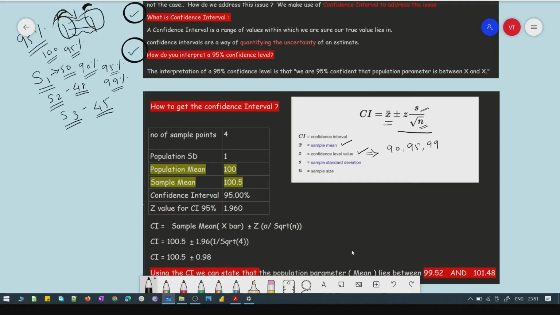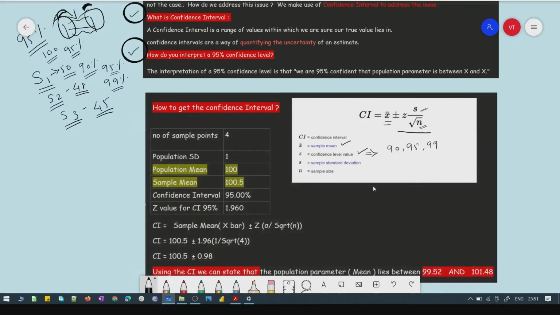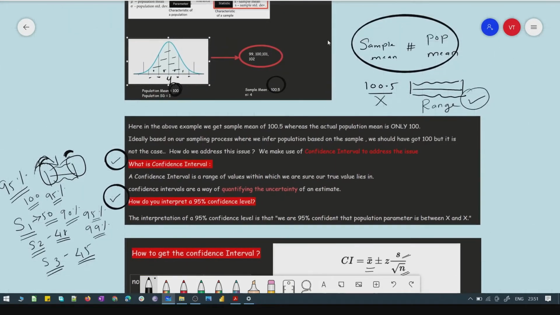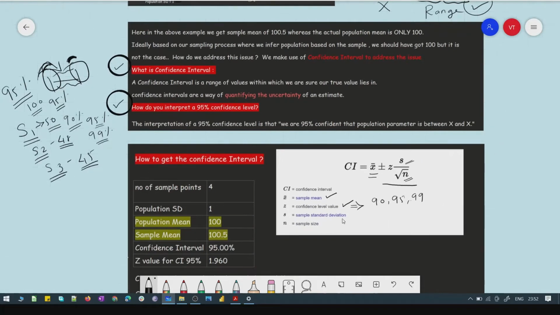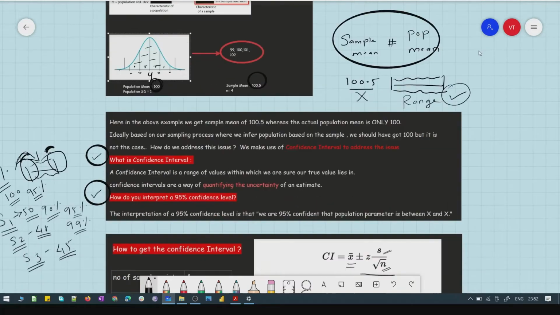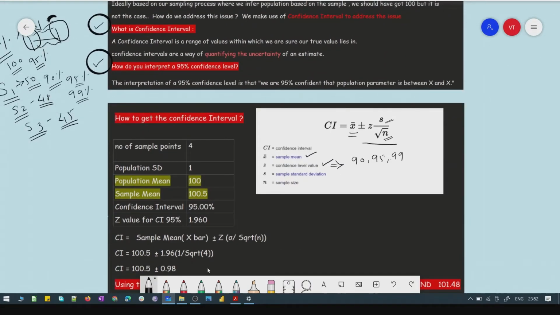Over here, what we have done is that we have about 4 points, correct? So 99, 100, 101, 102. There are 4 elements, so the number of elements is 4. The standard deviation, if you look above, is 1, the population mean is 100 and the sample mean is 100.5. So I have taken that over here. The population mean is 100, the sample mean is 100.5, and the confidence level which I have selected is 95%.